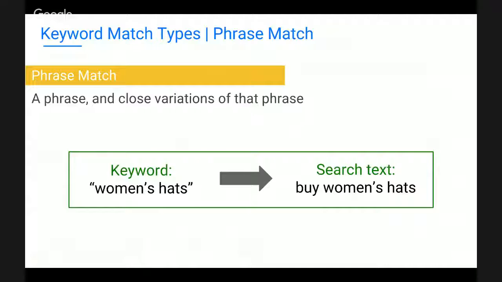What this basically means is that this will trigger my ad on Google only if a person's query on Google has these 2 words in the same sequence. So if it's women's hats, any query which has the words buy women hats or women hats online or women hats for sale will end up triggering the ad. And why will it do that? Because these 2 words are together, and the word women is always first and the word hats comes second.